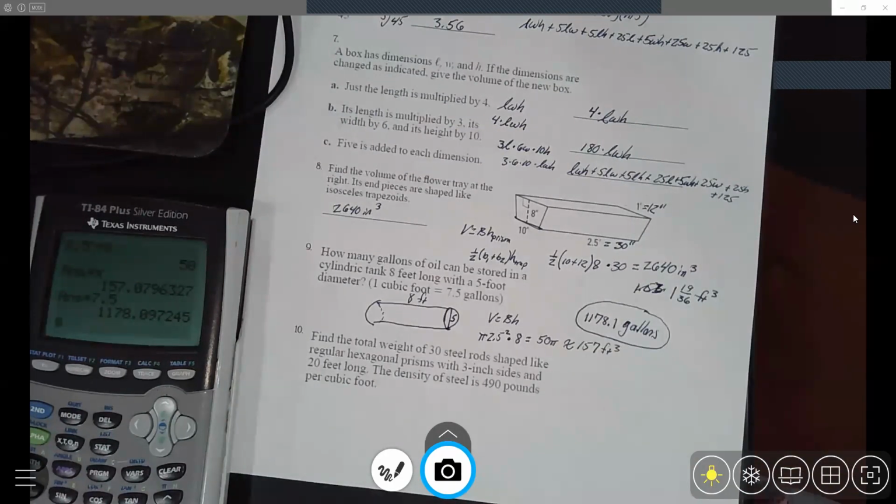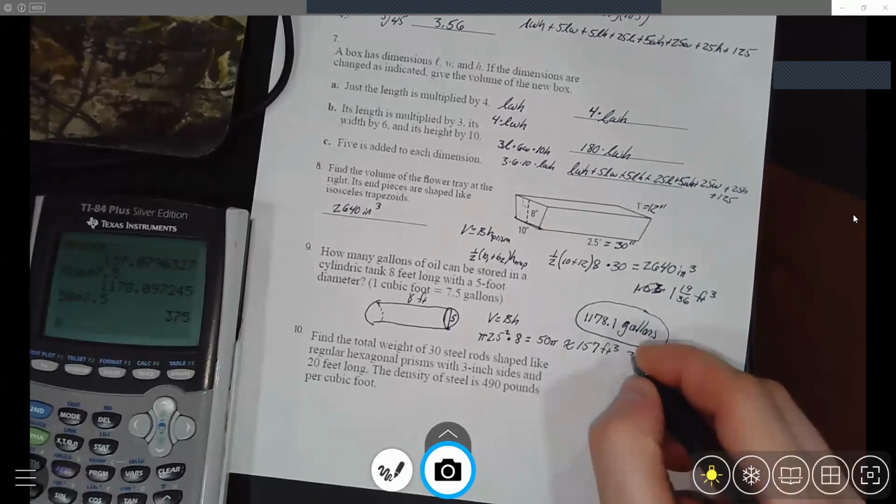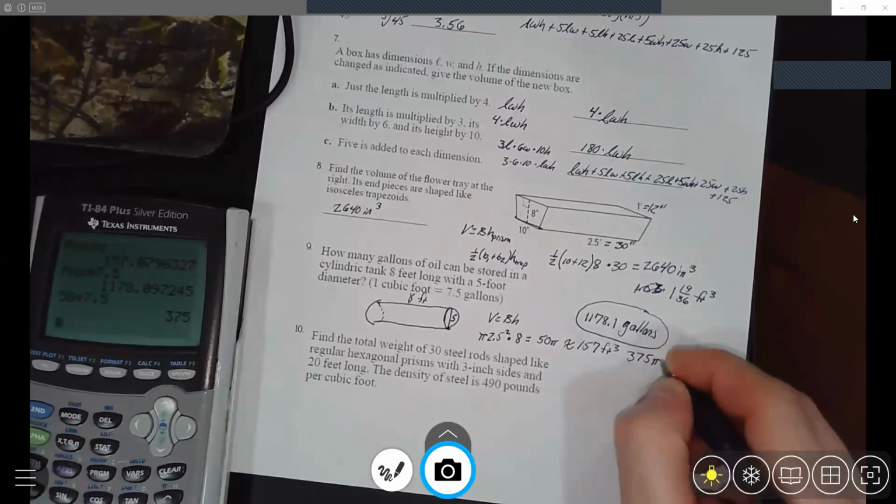Of oil. Yeah, so if we wanted to do it exact, you do 50 times 7.5, and you'd get 375 pi gallons.